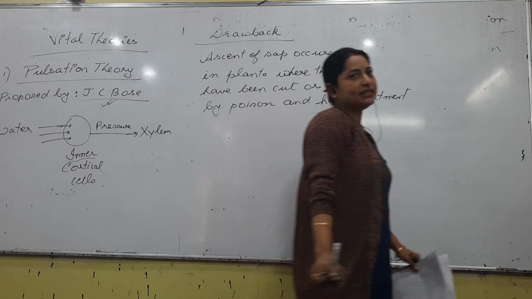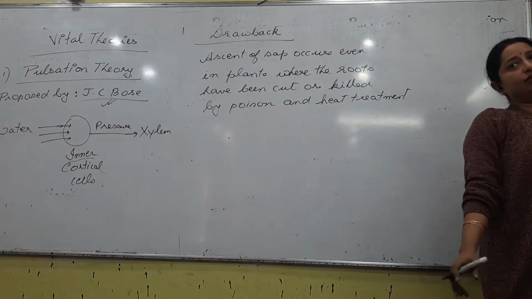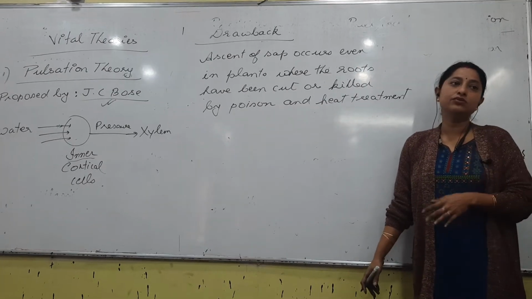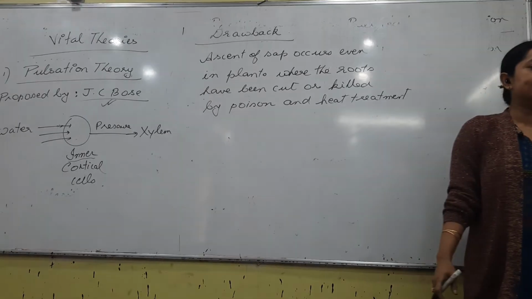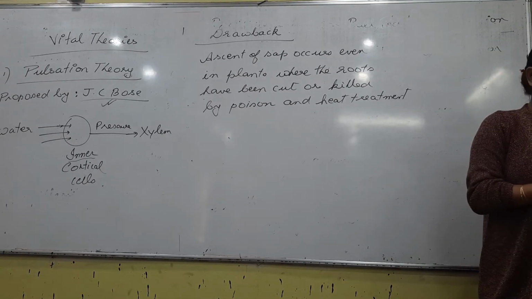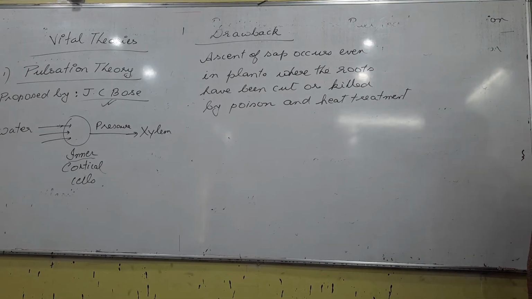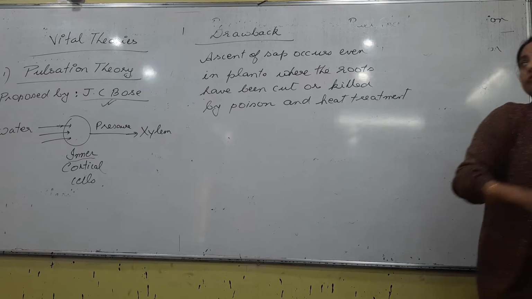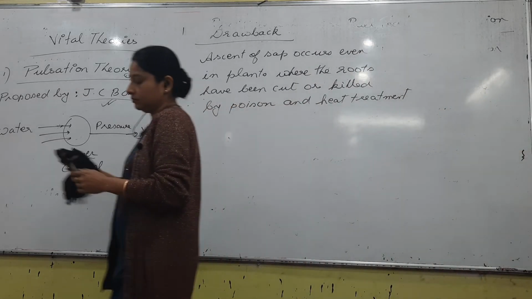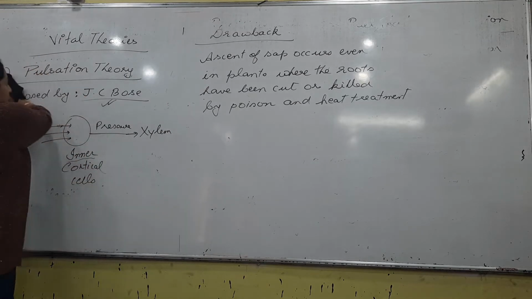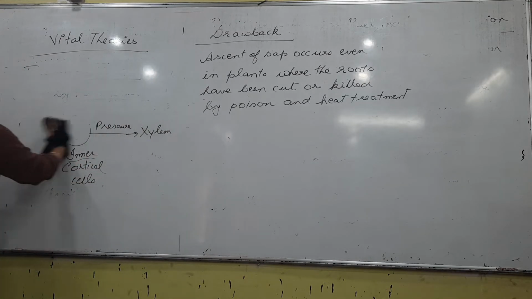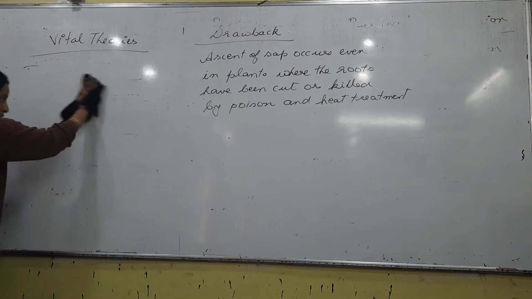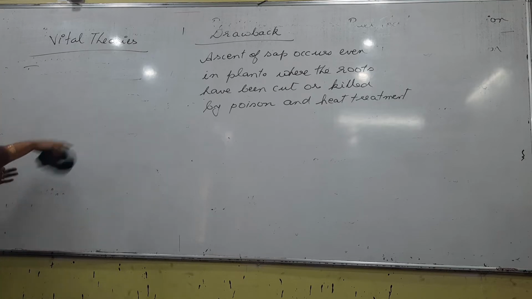So when we write the point, we write many sentences, but in one line what we understand is that even if the root is removed, ascent of sap takes place, and that is a drawback. Keep in mind who proposed it. No other details are needed.